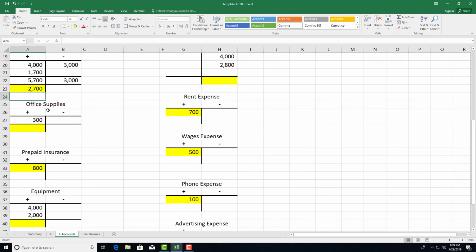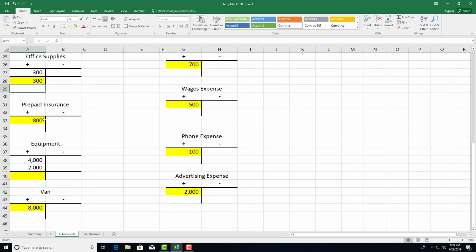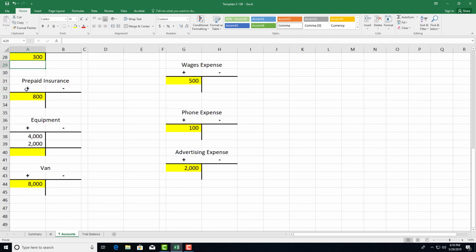Now, on an account like office supplies where we only have one transaction, you can do it one of two ways. I could have that line here, and then I could show the ending balance. So it looks kind of redundant, but that bottom line is just signaling that we are calculating the balance. Or I could leave it just like this. I really don't care what you do. It really doesn't matter to me one way or another. So either way is fine. So I'm just going to leave prepaid insurance. Equipment, I need to calculate the balance. Van, there's only one transaction. I will leave it alone.